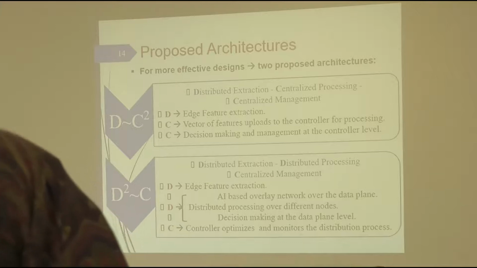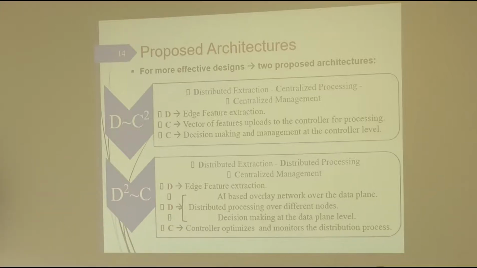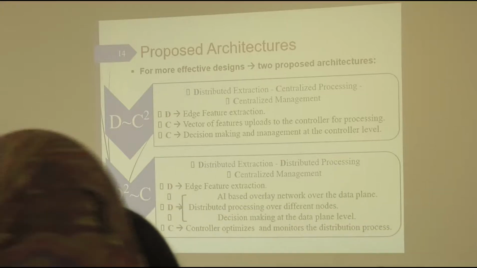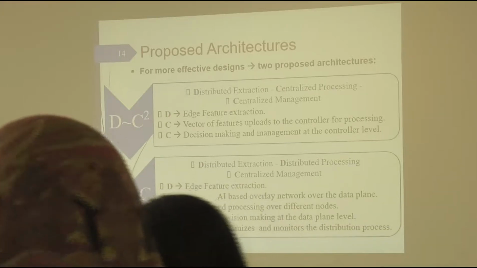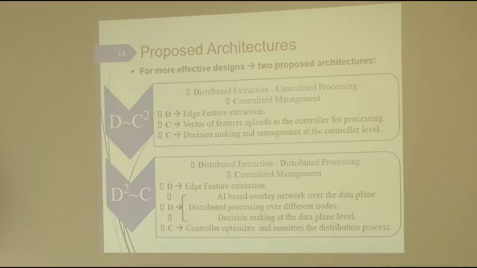While the second architecture is a D2C architecture, with also distributed edge feature extraction, but this time also distributed processing using an AI-based overlay network on the data plane, where each node will play the role of a single or multiple neurons, let's say, of the AI network. But we will still have a centralized controller that optimizes the process and the decision making.